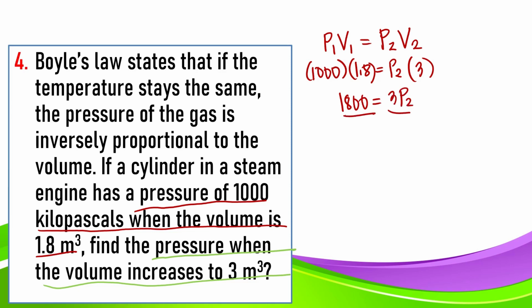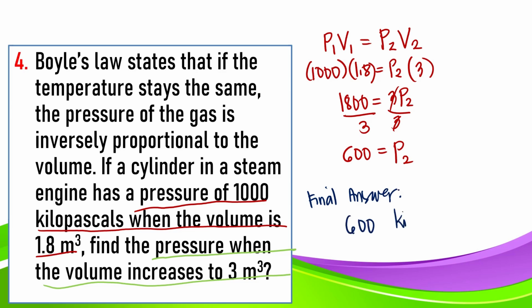Divide both sides by 3. So 1,800 divided by 3 is 600 equals 3 P sub 2 over 3. Cancel the 3, so P sub 2 is left. Therefore, the final answer is 600 kilopascals.